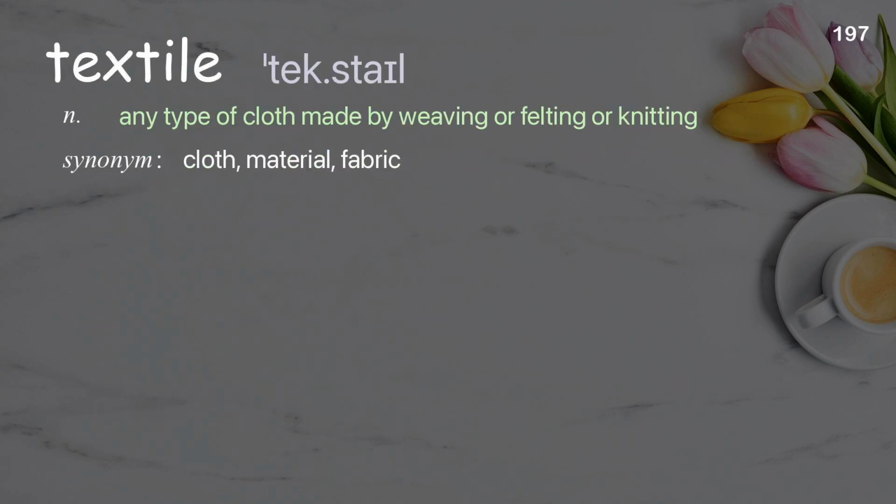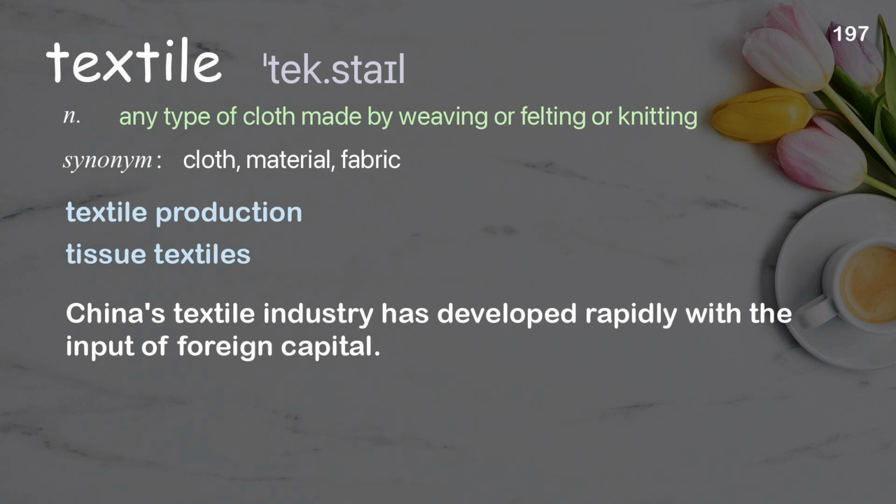Textile. Any type of cloth made by weaving or felting or knitting. Examples: textile production, tissue textiles. China's textile industry has developed rapidly with the input of foreign capital.